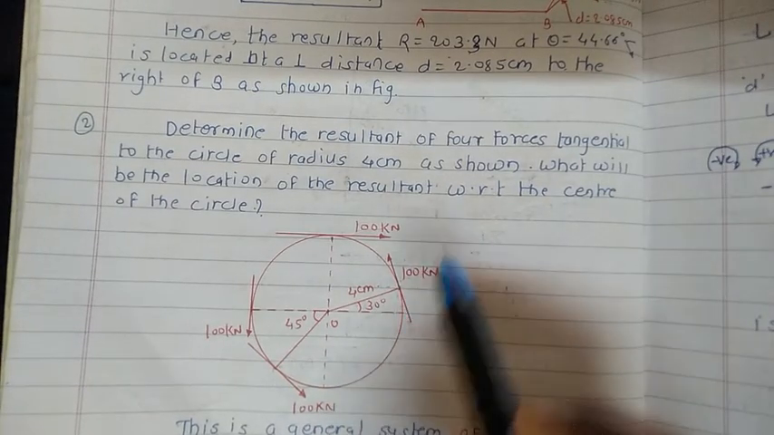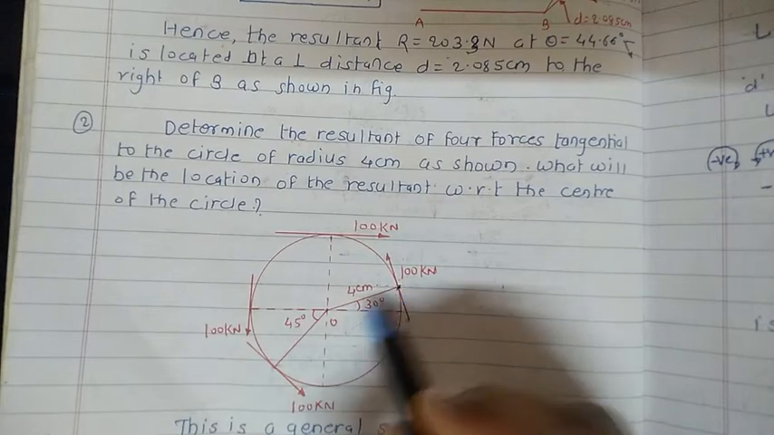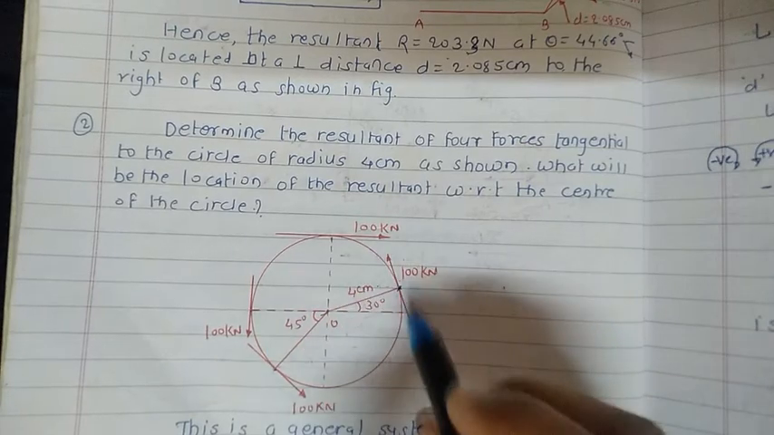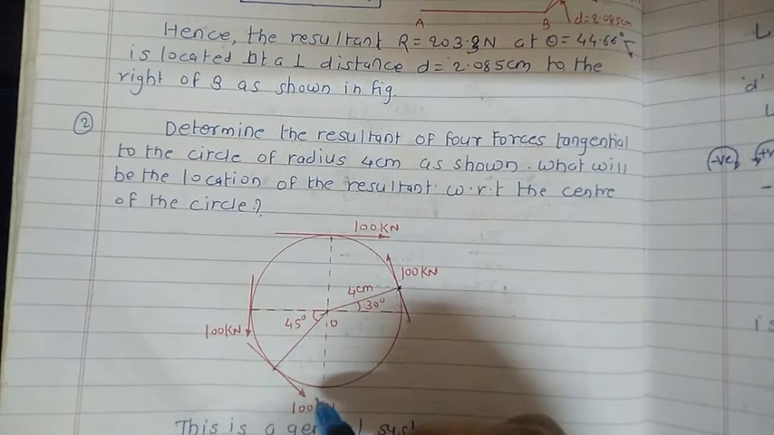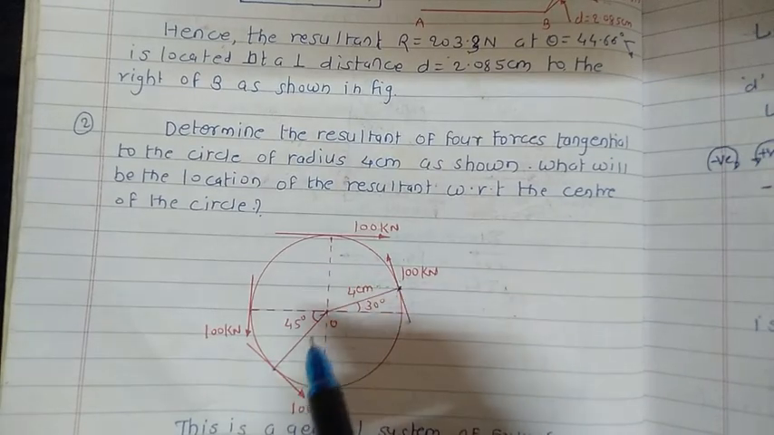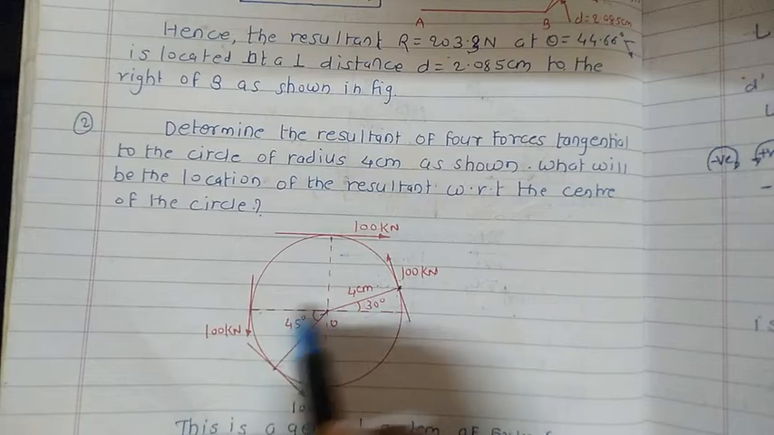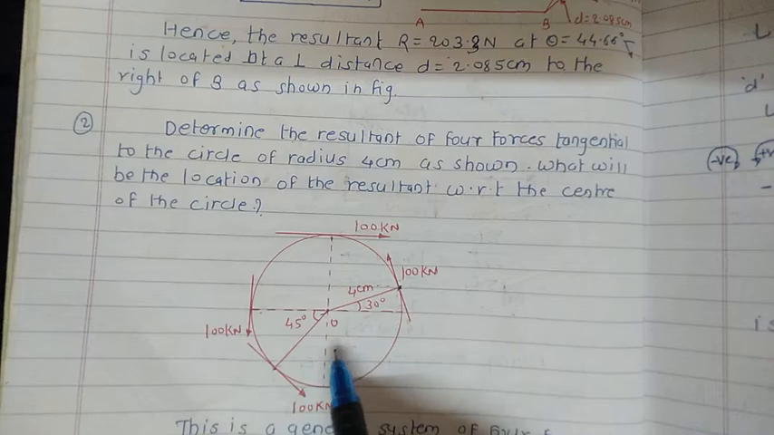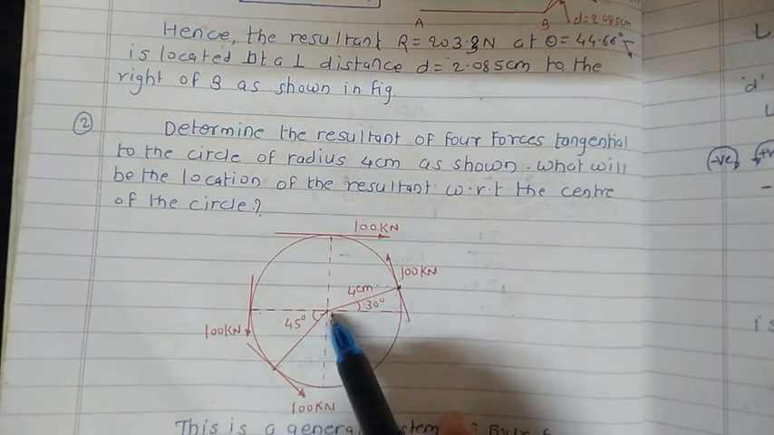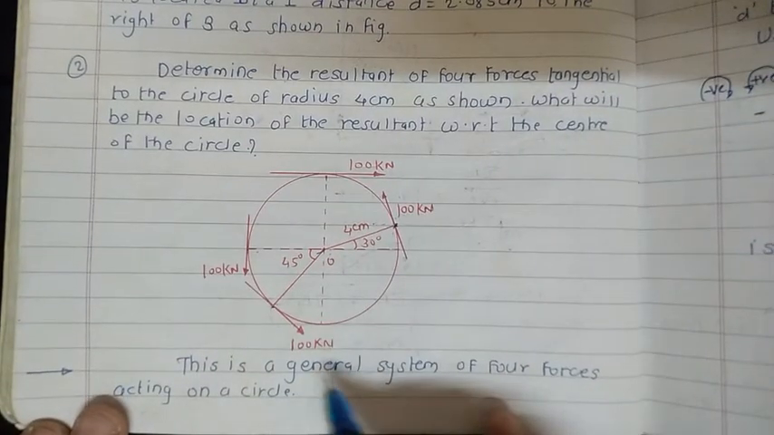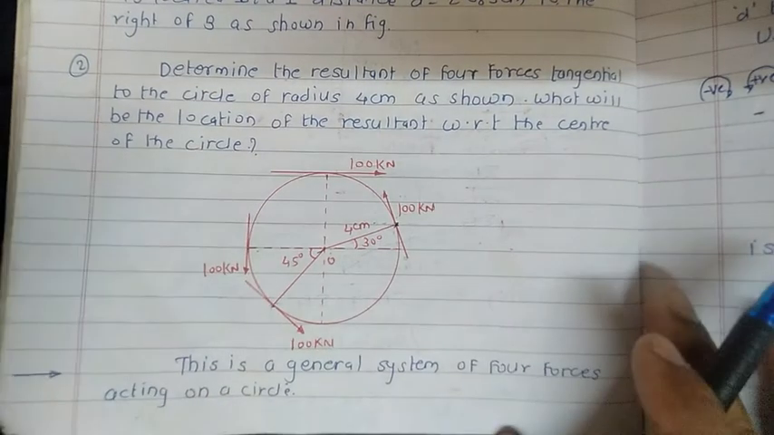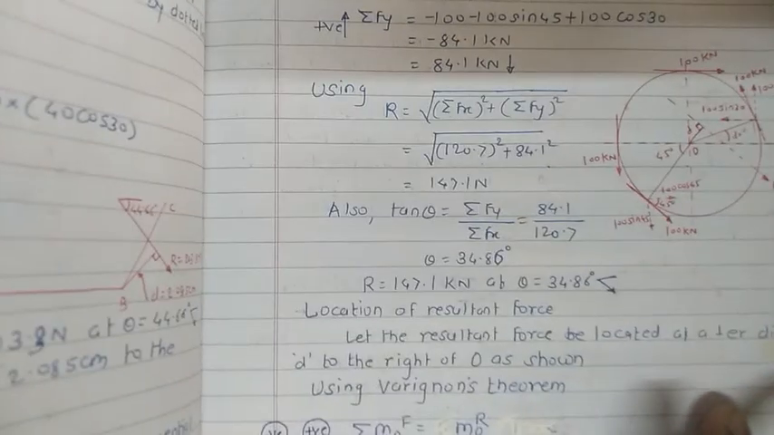The tangential distance between every force is nothing but the radius of that circle. Every force is tangent to the circle, so this distance remains fixed: 4 centimeter, 4 centimeter, 4 centimeter. Now my aim is to get the resultant force and its location with respect to the origin, or center of the circle. For that, just follow the steps. This is the general system of four forces acting on a circle. For the answer, redraw this diagram like this.